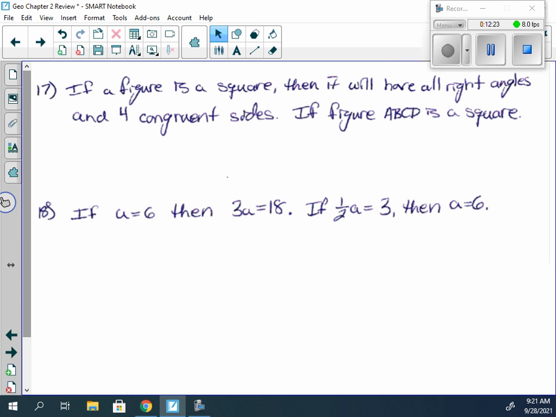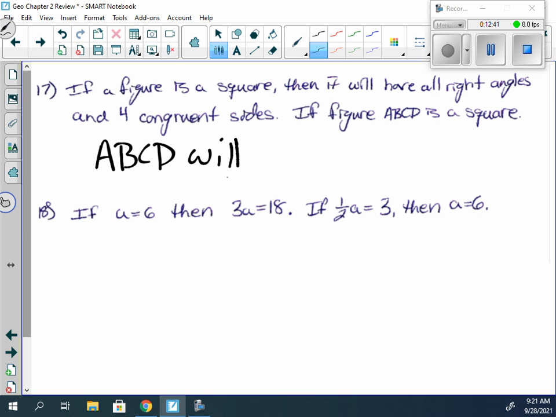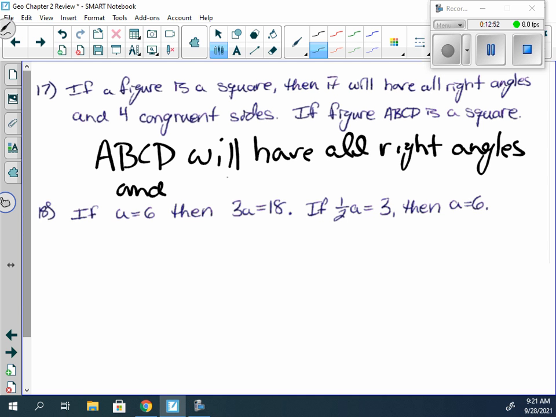If a figure is a square, then it will have all right angles and four congruent sides. If figure ABCD is a square, is that making the hypothesis true? Yes. So ABCD will have all right angles and four congruent sides. That's just the law of detachment.